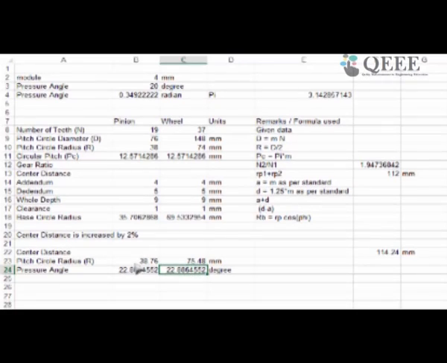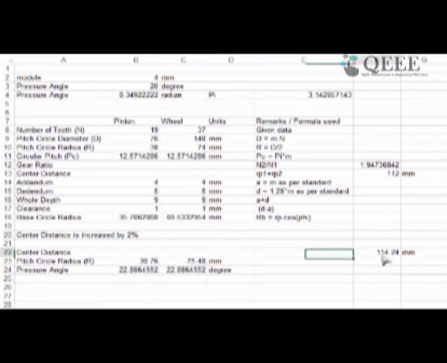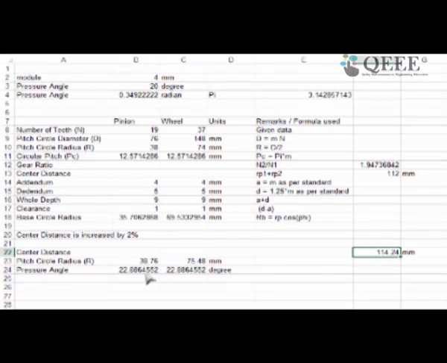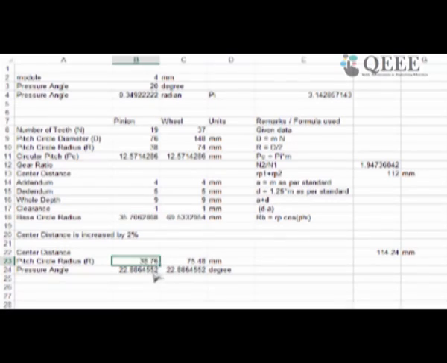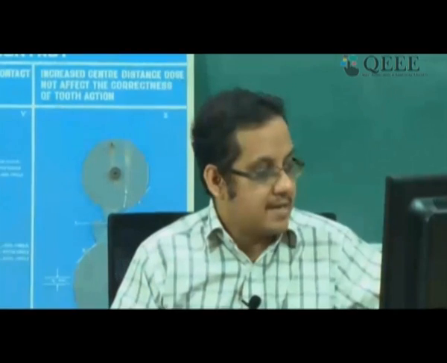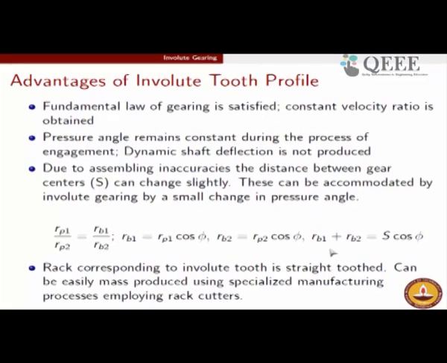So, what has happened here is 38 plus 75 is now going to become 114, and the pressure angle will be changed such that now 35 turns out to be 38.76 into cosine of this pressure angle. So this new pitch radius multiplied by the cosine of this new pressure angle will become the base circle. So what I have actually used here is this formula. Rp1 plus Rp2 is equal to the new S. So I will just do it here.